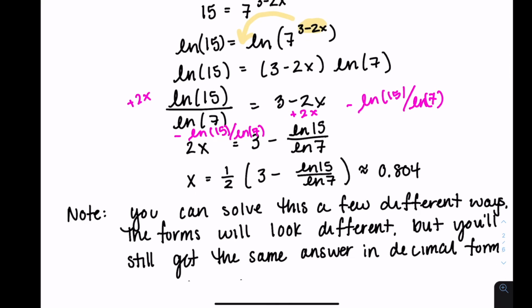Now one thing to note, you can solve this a few different ways. You might get a different form in that exact answer, but you'll get that same decimal approximation. So if you end up with something different, don't fret. It's probably the same thing. You just might have applied those properties in a different order.